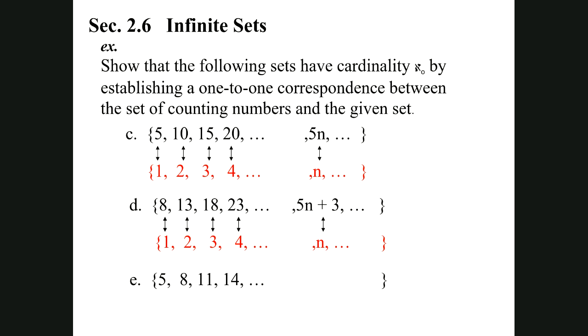In example E, to show that this set has cardinality aleph null, notice we have the first term, second term, third term, fourth term is 14. What is the fifth term? We keep adding 3, add 3, add 3, add 3, and we see the next term, we also add 3. Fifth term is going to be 17.